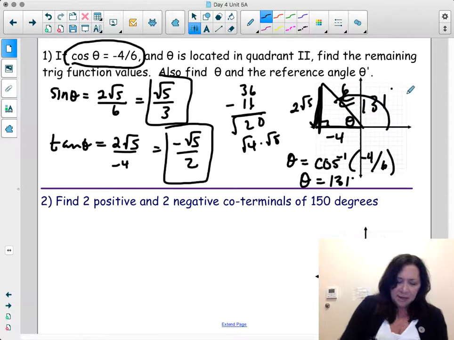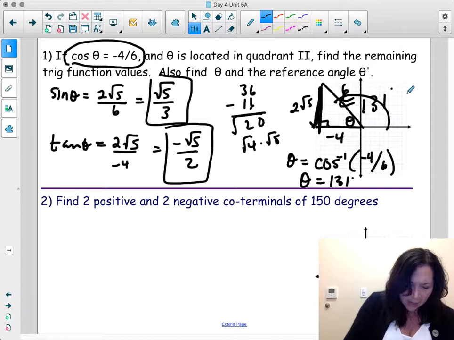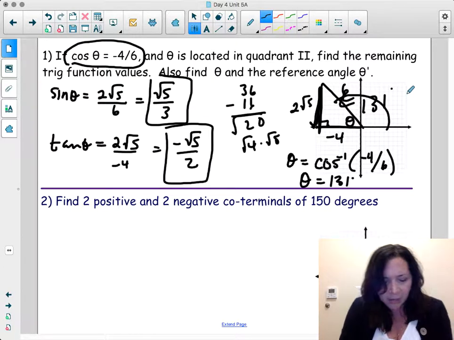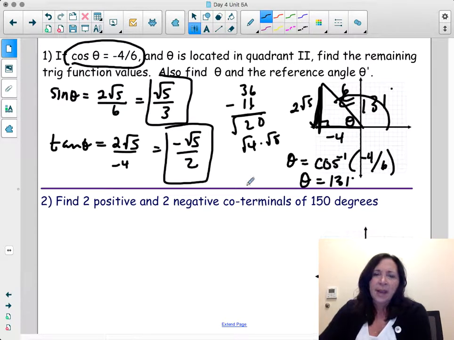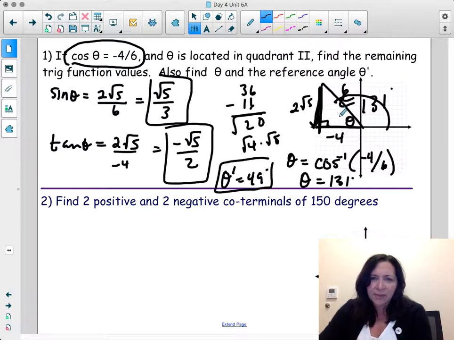This is theta, 131 degrees. That makes sense. Now, to find my reference angle, all I do is I go 180 minus 131 degrees, and I get 49 degrees. So theta reference is 49 degrees. So there's my reference angle, because that's this angle in here, 49. And then this is theta right there.